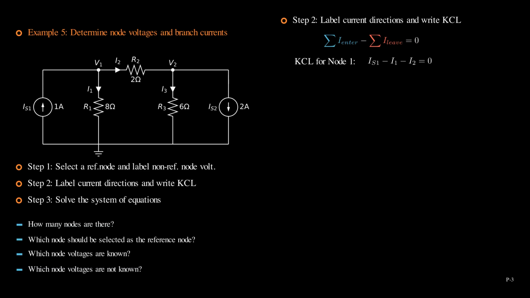Express the equation based on V1 and V2. The equation is 1 amp, that is Is1, minus V1 over 8, that is I1, minus (V1 minus V2) over 2, that is I2. Then the equation equals 0.